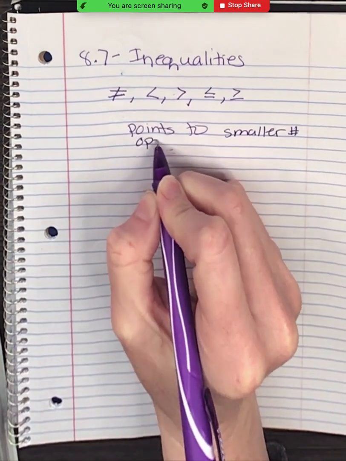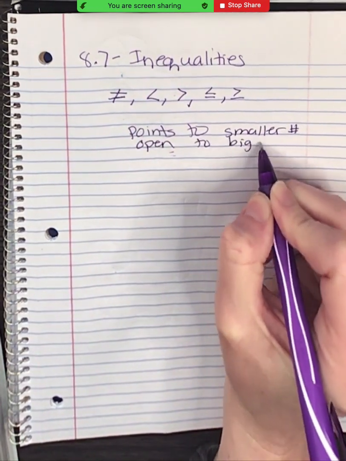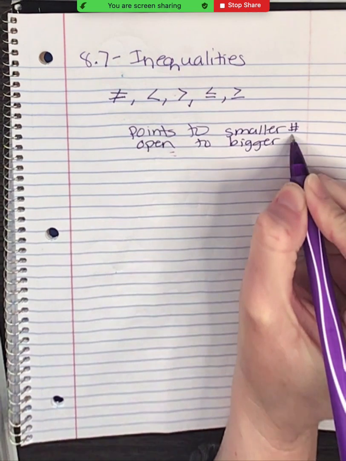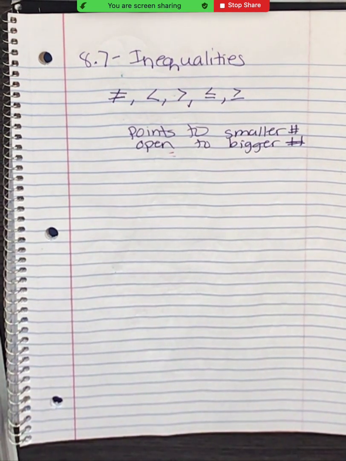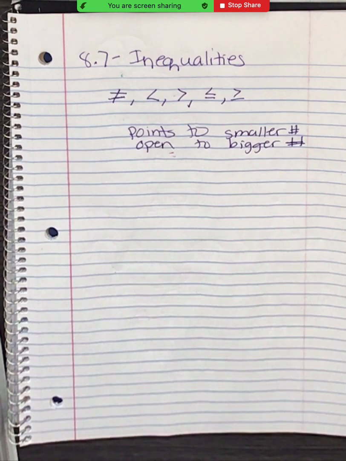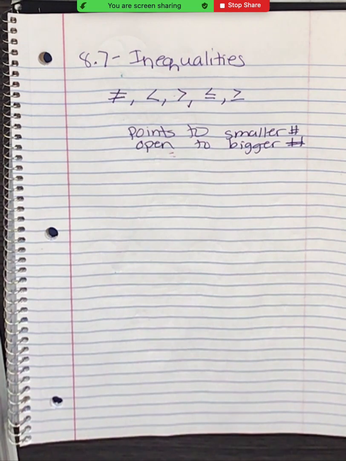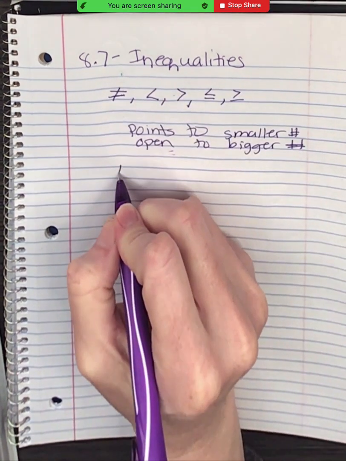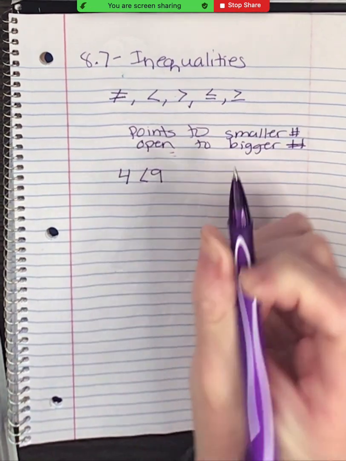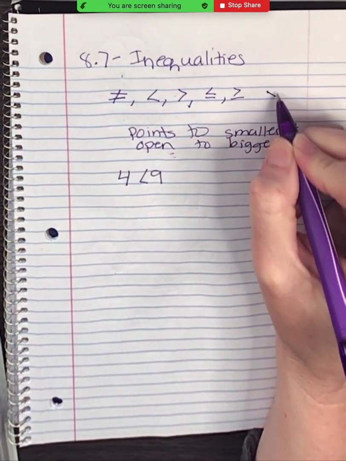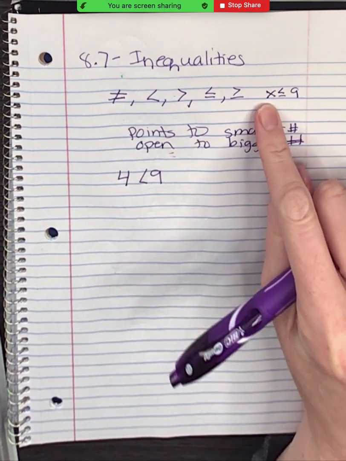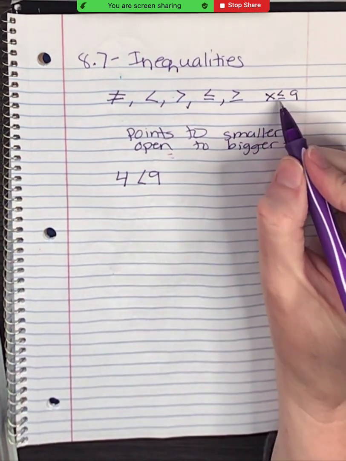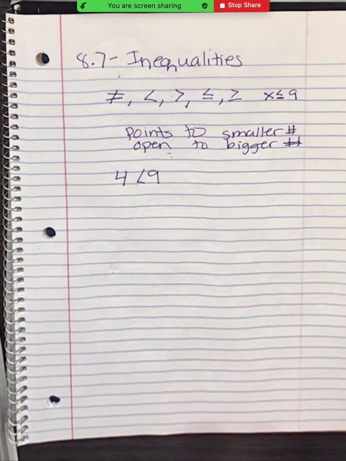And it is open to the bigger or the larger number. Okay? When you have the equal sign, it's really just for variables in there, okay? Because 4 is less than 9. But with the equals, it would be like if x is less than or equal to 9, x can be any number all the way up to 9, including 9, because you got that equal to part, okay?